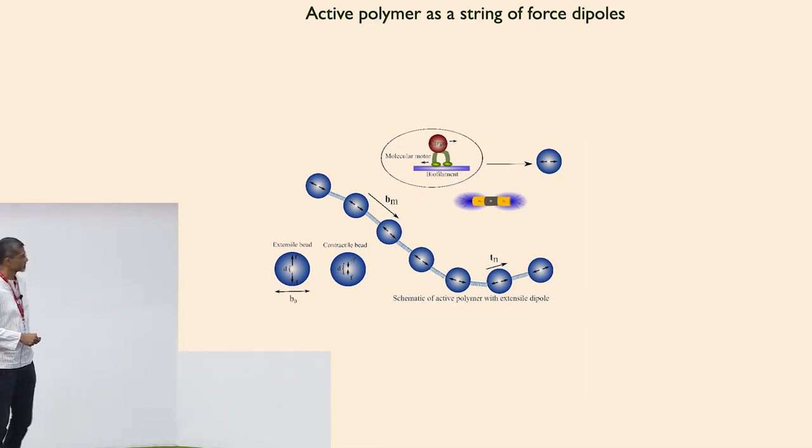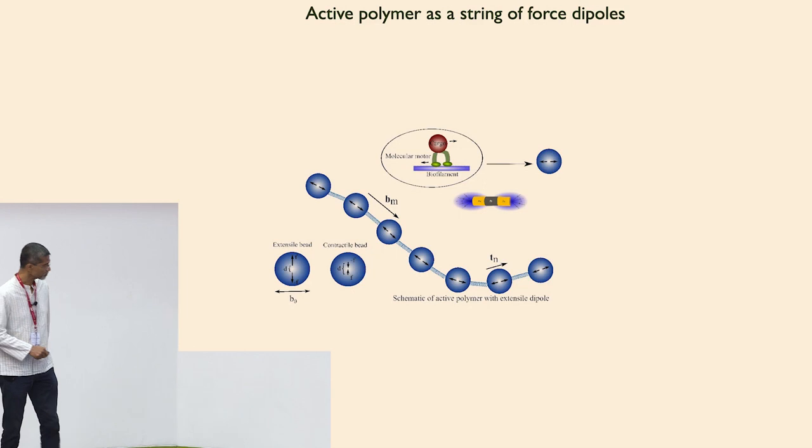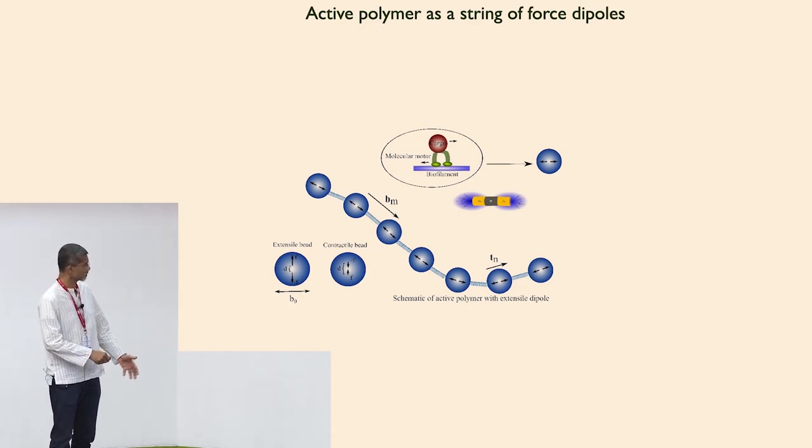Okay, and so in this case, you can think about this polymer, now having many motors working on it, as a string of such force dipoles. Okay, and when the forces are in this direction, you would call them extensile, and when they are in this direction, you call it contractile. Okay. So now this is the model which we are looking at.